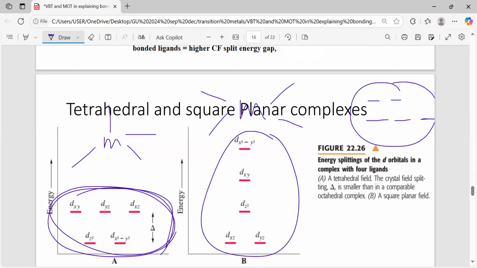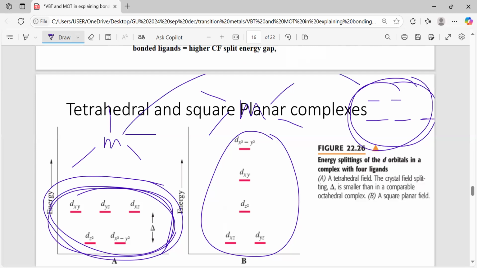And when it is tetrahedral, this is how the splitting happens. Then when it is octahedral, this is how the splitting happens. So you can see tetra and octa are reversed. They're inverse of each other. And square planar is unique on its own. So maybe cramming all this can be a little bit terrible.